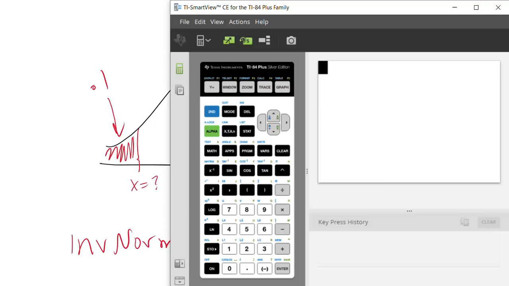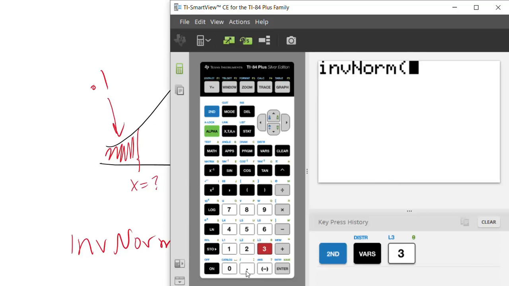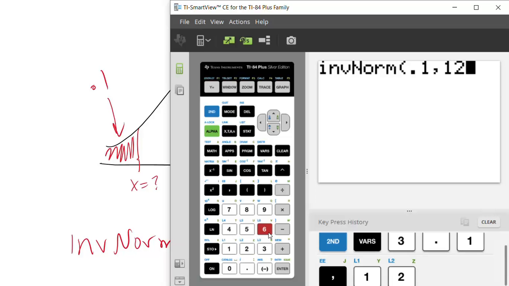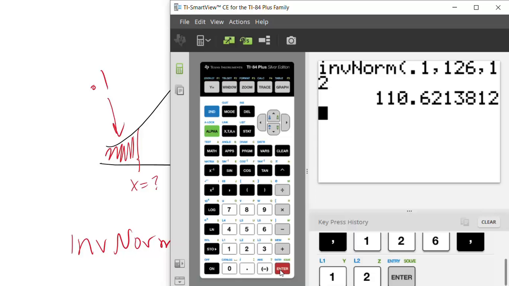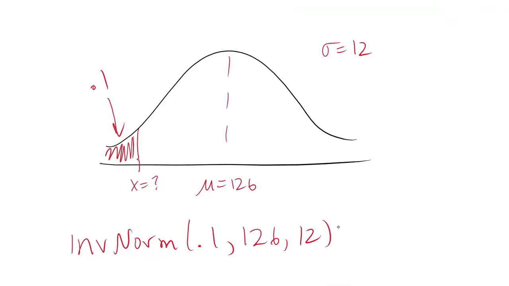So let's find out what this bound is. Second vars, choice 3. The area to the left is 0.1. The mean is 126. The standard deviation is 12. And again, we expect to get an answer smaller than the mean because this is one of their shorter concerts. It's 110, 111 minutes, I guess, if we round to the nearest minute. You can see that's not much smaller than the mean. It's a little more than a standard deviation away.